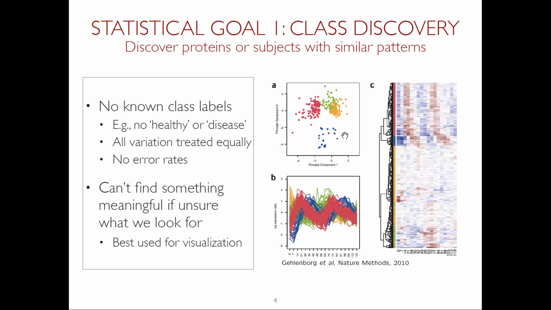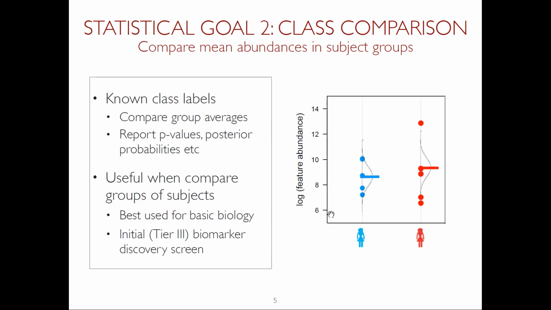And these methods are super nice for data visualization, really nice for quality control, really nice just to summarize your data initially. They are not good for doing really any particular biology. So very rarely you would find methods which are completely unsupervised useful in practice. They are certainly not good for clinical studies, for example, for finding biomarkers of disease. So that's very important. Now the second statistical goal is class comparison.